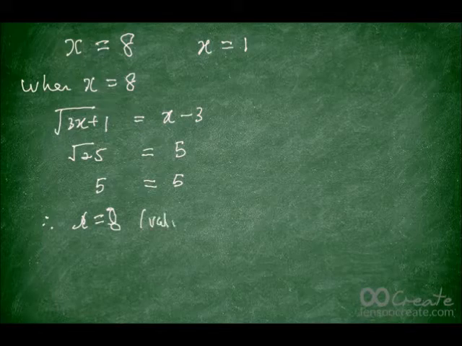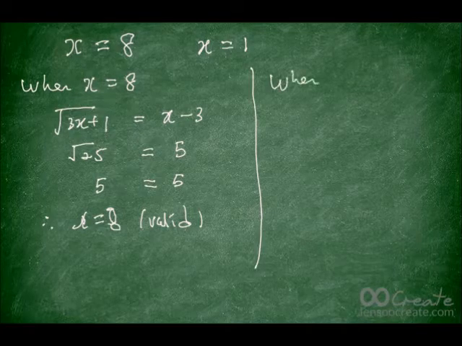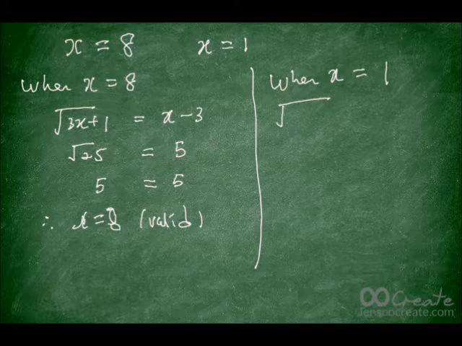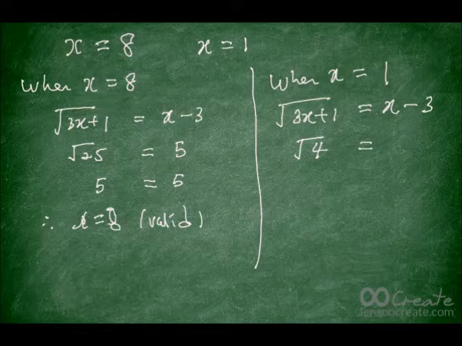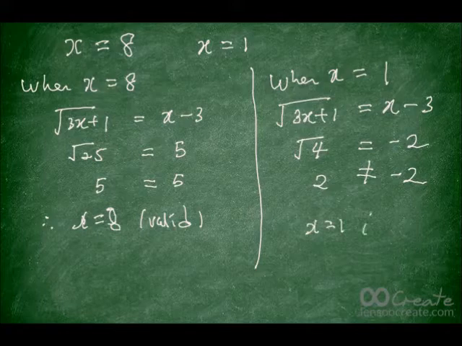is valid. Okay, now we will substitute x equal to 1 into the original equation, square root of 3x plus 1 equal to x minus 3. Okay, we'll get the square root of 4 equal to negative 2. Then, finally, we will get 2 not equal to negative 2. That means x equal to 1 is invalid for this equation.